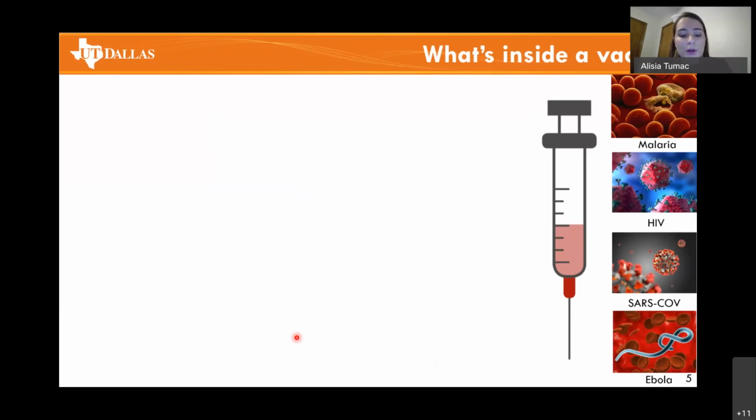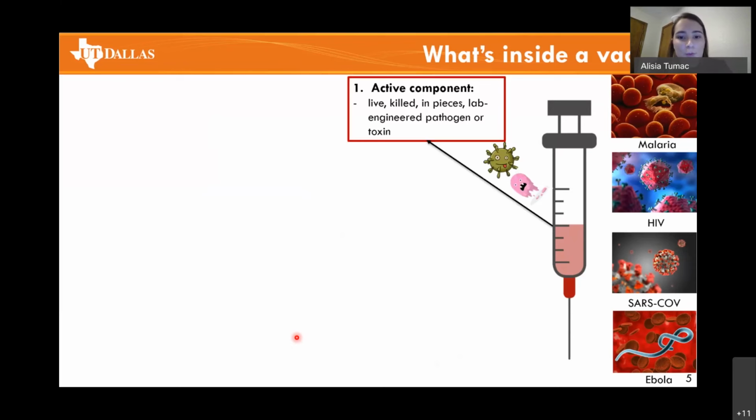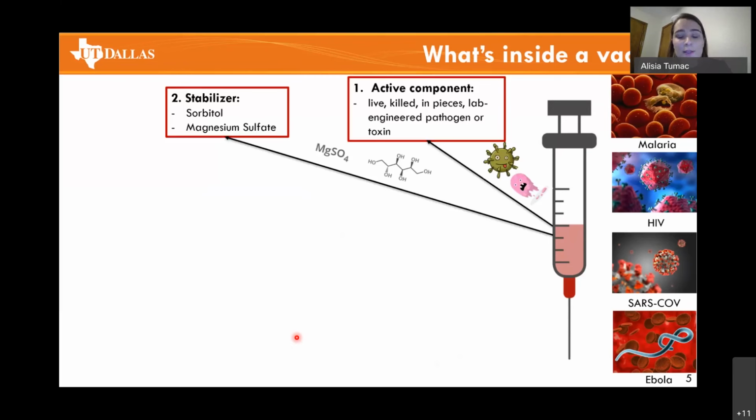So next I want to talk about what's inside a vaccine, just so you can understand what role adjuvants play. The first component is obviously the active component, and it can be live, heat killed, chemical killed in pieces, or lab engineered, as I mentioned before. Then you need a stabilizer, and this essentially ensures that the active component remains unchanged throughout transportation, storage, or administration of the vaccine.